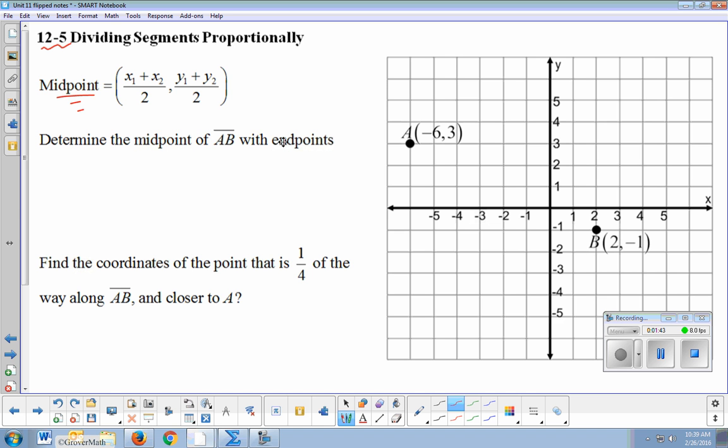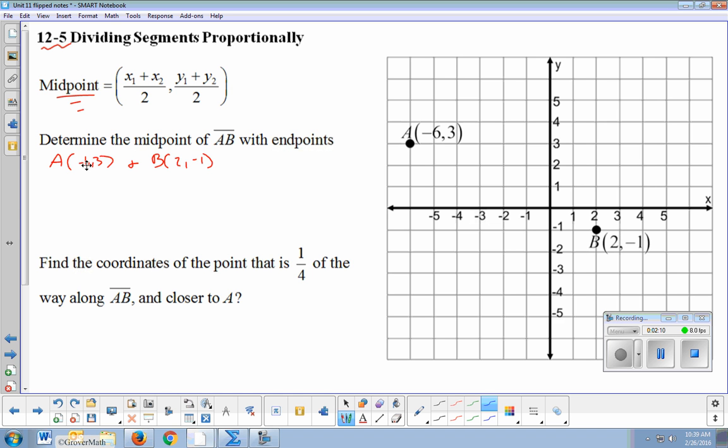So determine the midpoint of AB with endpoints, and these didn't get typed in here, with endpoints of A, which is negative 6, 3, and B, which is 2, negative 1. And you see that here on the graph. And so the midpoint between these, the formula is simply add them up, divide by 2. And you could do negative 6 plus 2 over 2, so on.